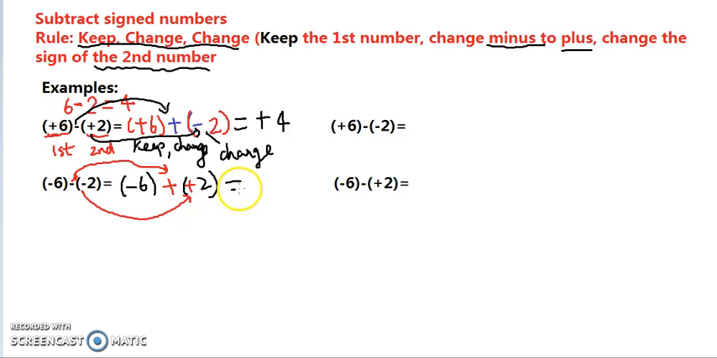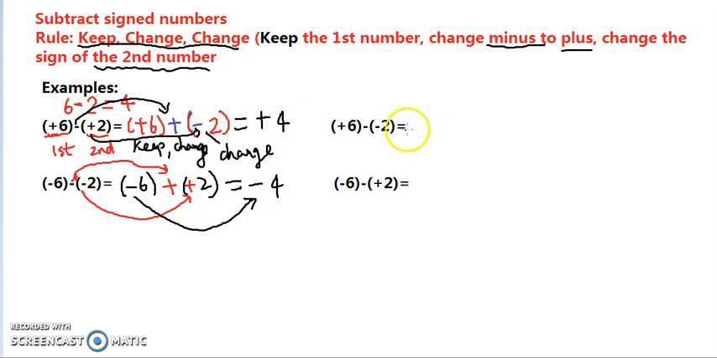Now next we get an addition question. Again, addition, we take the sign of the larger. Negative 6 is larger than 2, so we're going to take the sign of this number 6, the larger number, and we're going to subtract them. 6 minus 2 is 4.